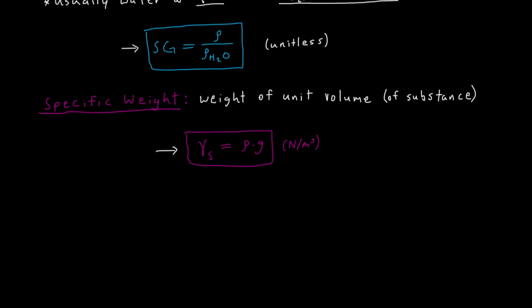And of course, we get these units since density is in kilograms per cubic meter, while acceleration due to gravity is meters per second squared. So multiplying these units together, we have kilograms times meters over cubic meters times seconds squared. And now recall that this portion right here, kilogram meters over second squared, is essentially newtons. So that is how we end up with newtons per cubic meters.